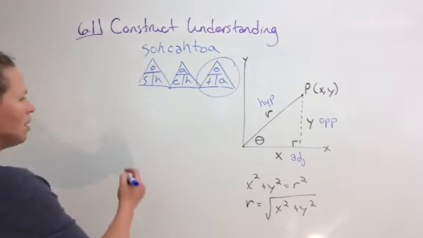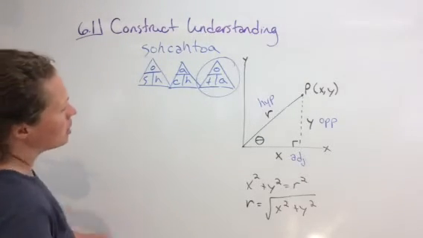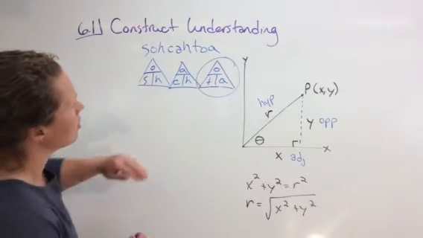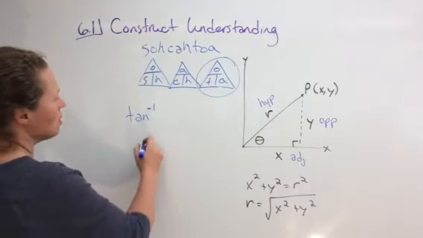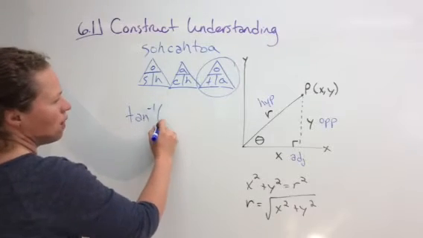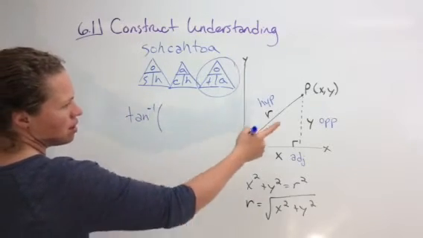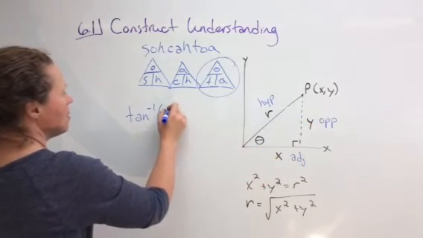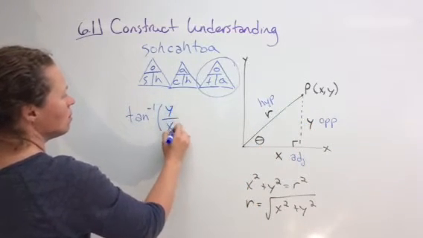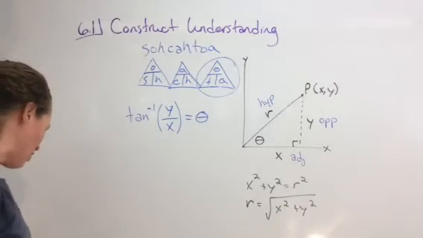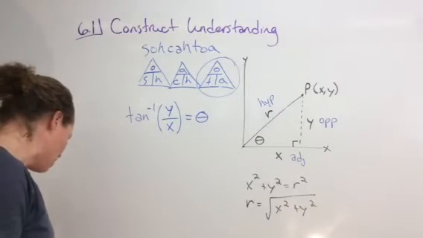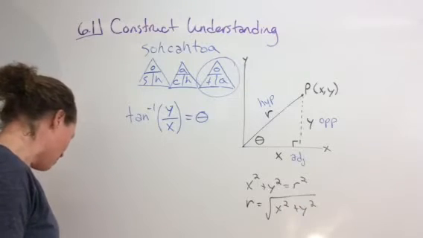So I can look at my formula. I want the angle, so I'm going to go tan inverse, the second function, of opposite over adjacent, which is y over x. So my y coordinate over my x coordinate will give me theta. Now I have an expression that lets me figure out theta.